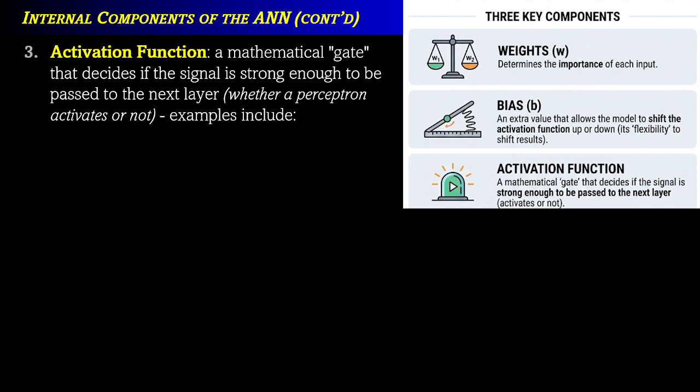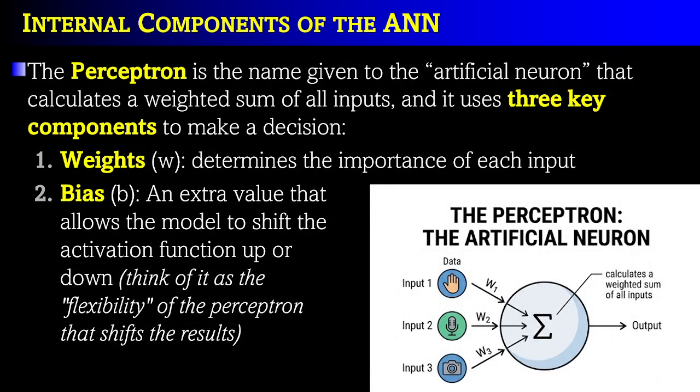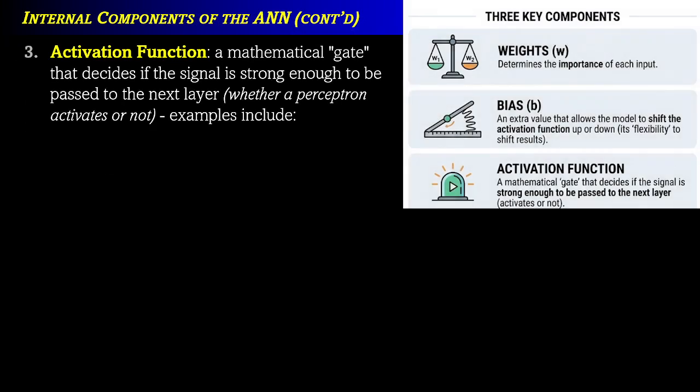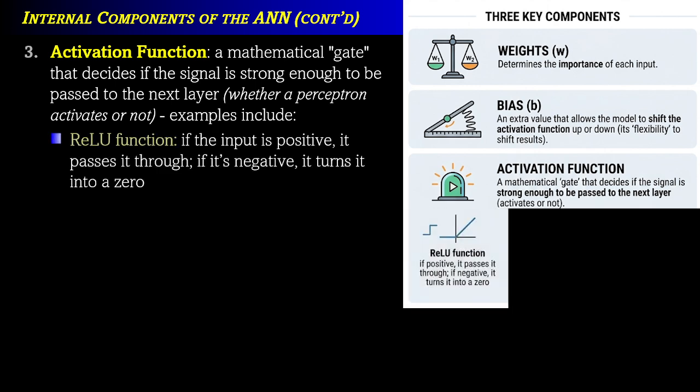And then finally, we have what's called an activation function. So this is just a mathematical function or a mathematical gate that decides, if we back up a step, those weights and biases, the number of inputs and their weight values, and the extra bias value, it'll determine if it's strong enough to be passed as an output to the next layer, whether that perceptron will activate or not. Now, there are various types of mathematical activation functions. They could include the ReLU function, which is if the input is positive, it passes it through, and if it's negative, it turns it into a 0.